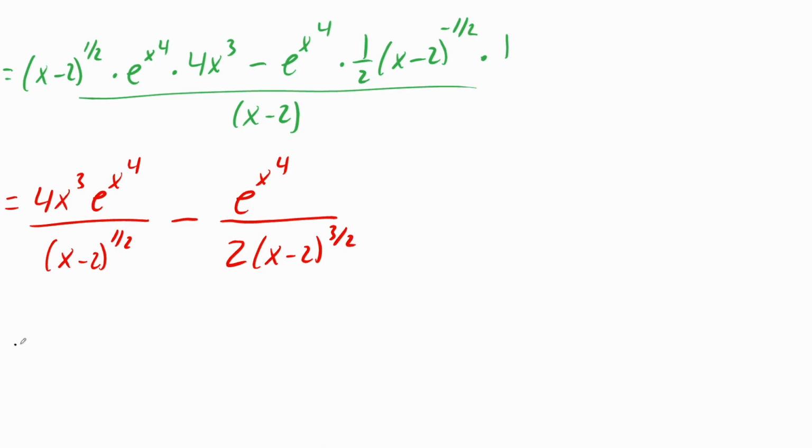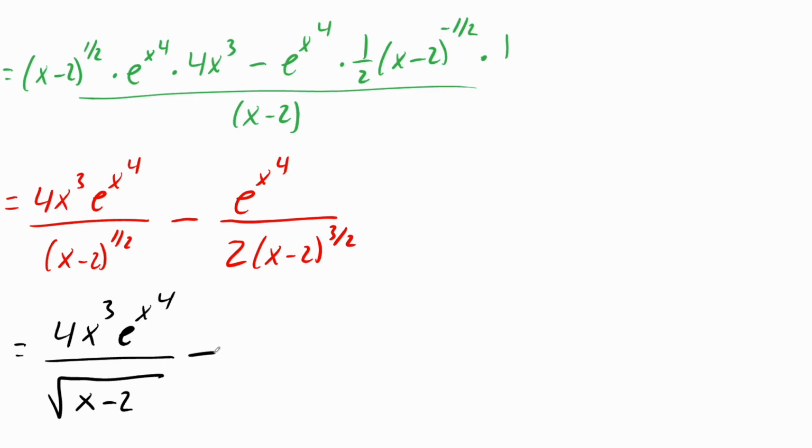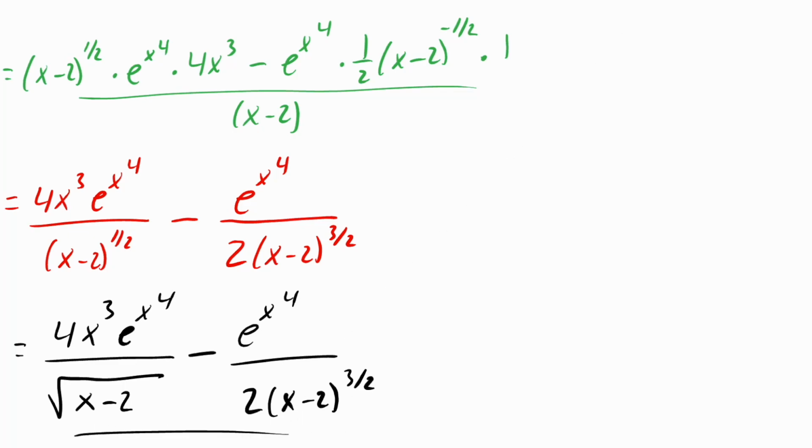And if you want to do one more step, I suppose you could go ahead and rewrite this as 4x cubed, e raised to x raised to 4. And the denominator, instead of saying raised to 1/2, you could say the whole square root symbol, because that's what we initially started with. So x minus 2 minus, now we can just keep this piece. So e raised to x raised to 4, divided by 2, parentheses, x minus 2, close it, raised to 3/2. And so this right here is your final answer. And that's all we need to do for this problem.